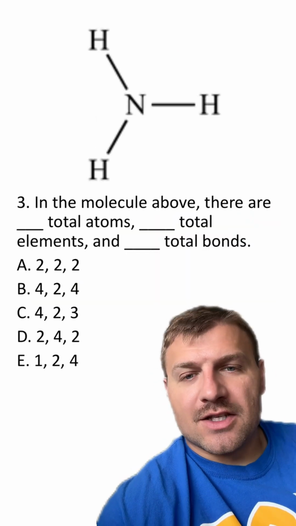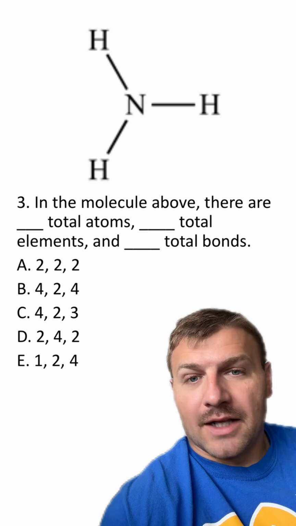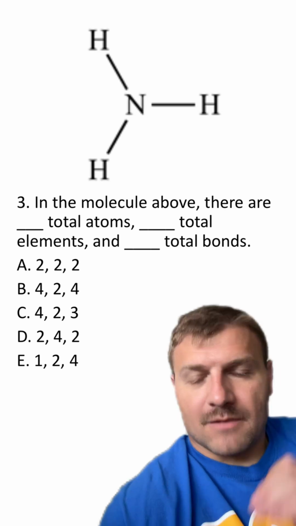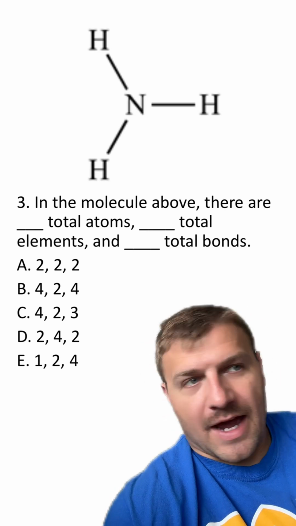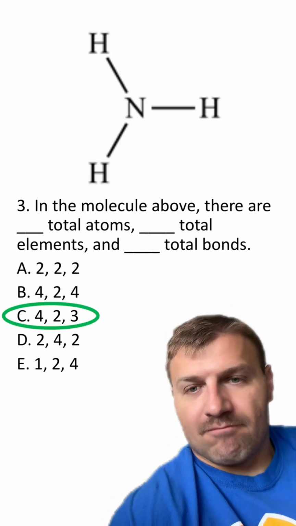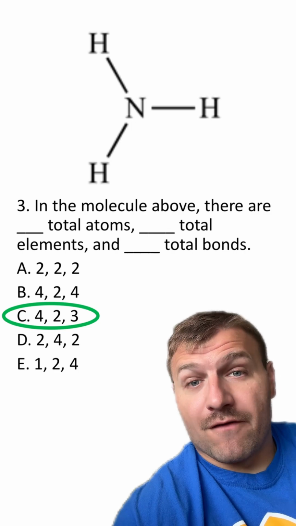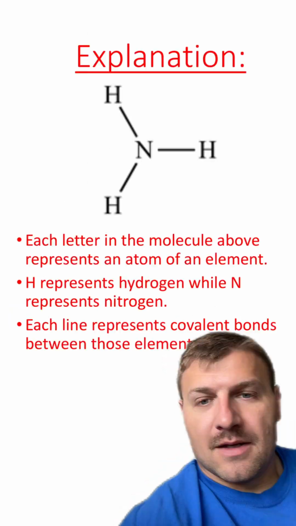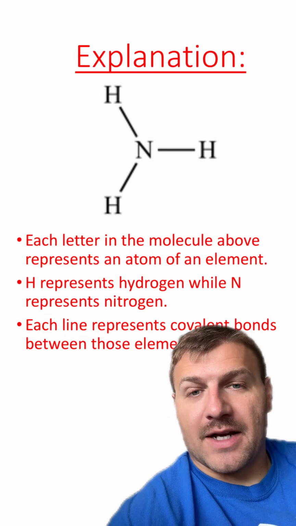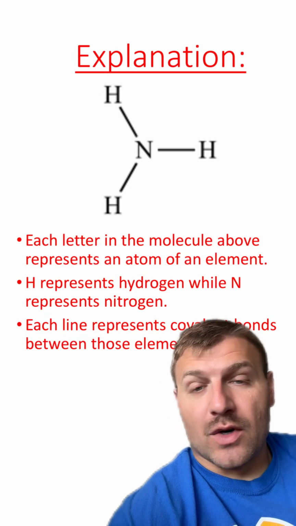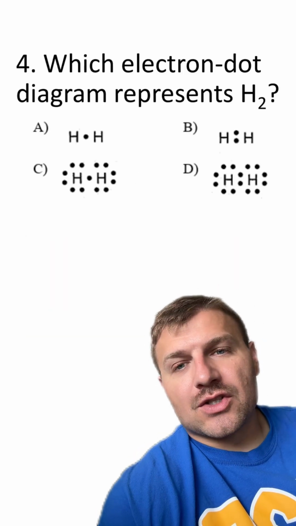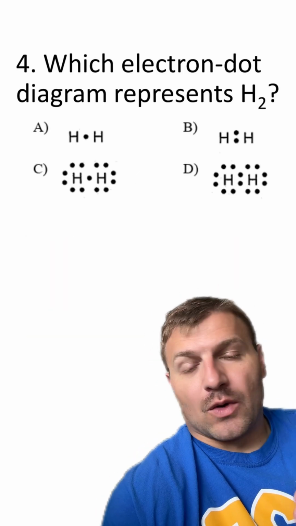Next question. In this molecule above, there are blank total atoms, blank total elements, and blank total bonds. In this question, you have to count the number of atoms, bonds, and different elements. The answer here is C. There are 4 total atoms, 2 different elements, and 3 total bonds. Each element is going to be represented by a different letter, each atom is one of those letters, and each line represents a bond.